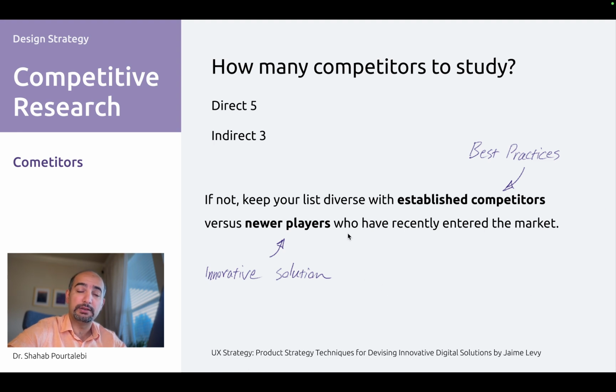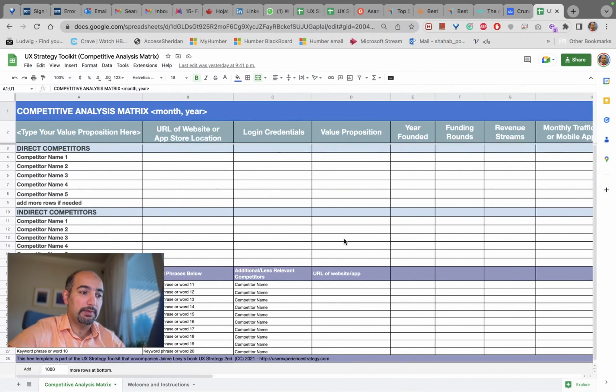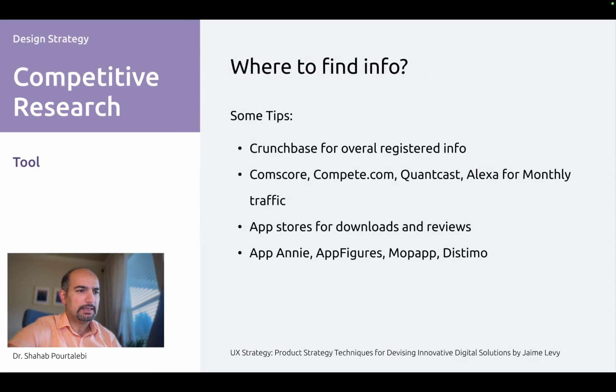That's an important point because I believe if you have a unique value proposition, you won't find direct competitors. So you need to categorize your table based on these two things: established competitors, meaning established businesses, instead of direct competitors, and instead of indirect competitors, you change it to new players, for example. So that's it. Let's go to where to find info.